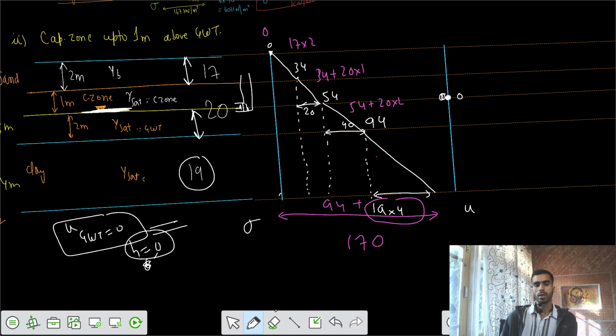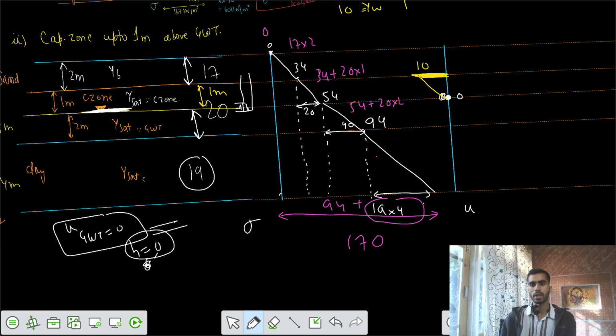After that, above the groundwater table, there is the capillary zone, so we have negative pore water pressure up to the top of the capillary zone. So how much is this value? If I substitute the value of gamma W as 10, and we have this 1 meter, finally this would be 10 kilonewton per meter square.